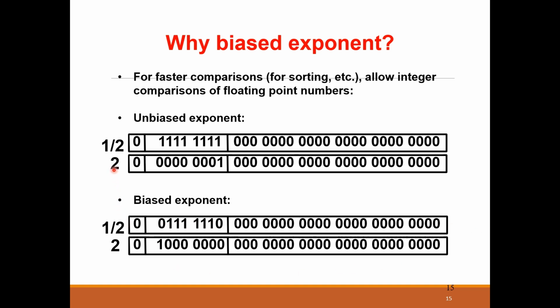Similarly for 2. 2 means 2 to the power 1. So in binary it is 10, right? So you have to shift the binary point. You have to make it 1.0 and then 2 to the power 1. So exponent is 1 and fraction is all 0. So if you are adding the bias, 1 plus 127 is 128 here, and the fraction part.